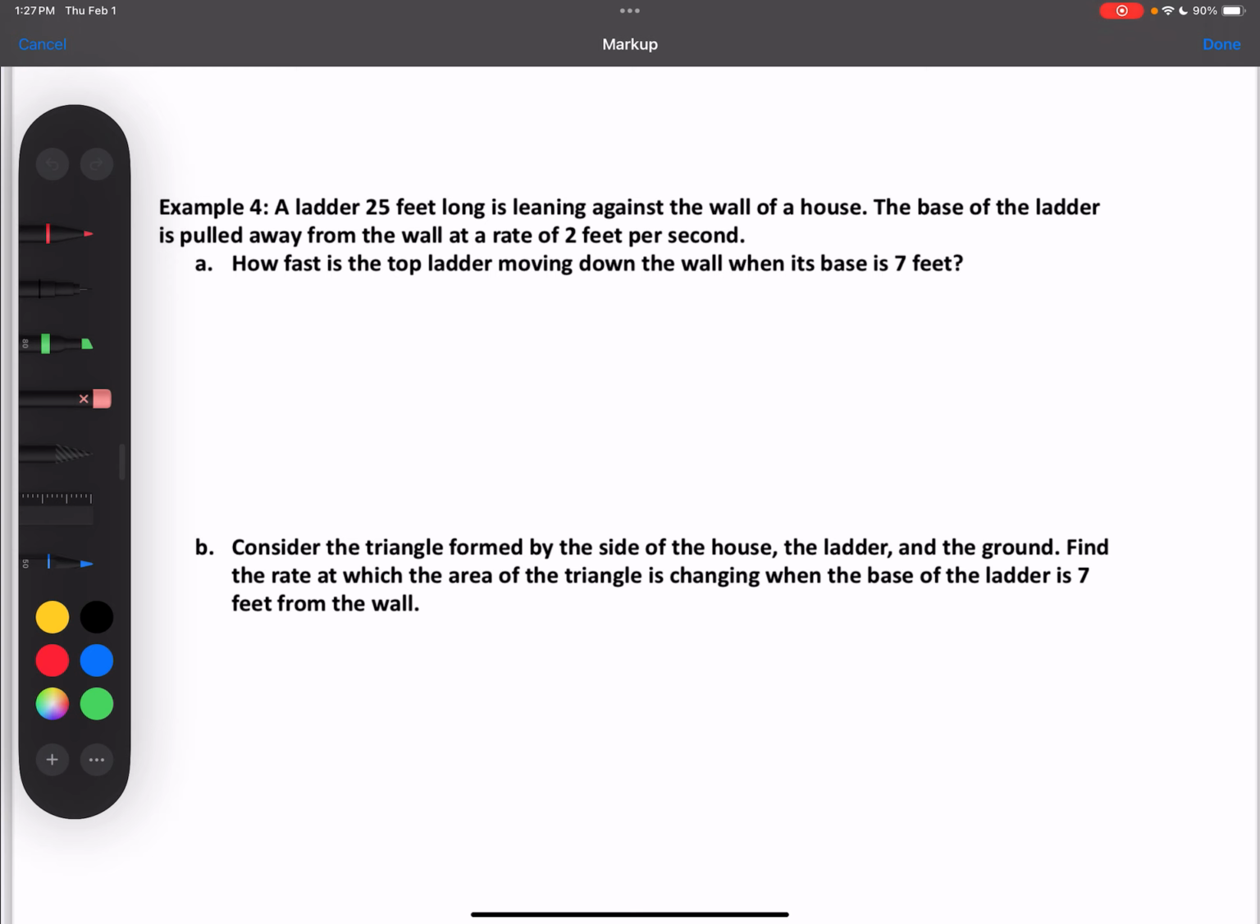All right, a ladder 25 feet long is leaning against the wall of a house. The base of the ladder is pulled away from the wall at a rate of 2 feet per second. Really hope somebody's not on it. How fast is the top of the ladder moving down the wall when the base is 7 feet? So, I've got a wall. That's beautiful. Thanks, I tried. I've got the ground.